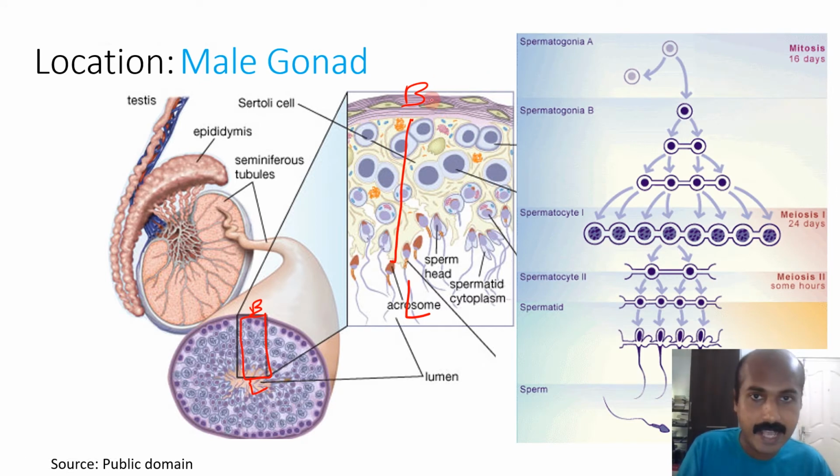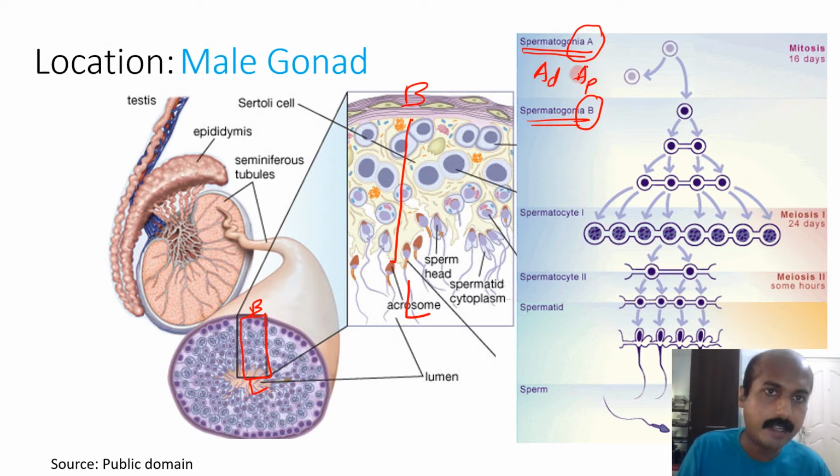In the basal aspect, the B represents basal. So in the basal aspect, you have the spermatogonial cells. Spermatogonial cells are found on the basal aspect. Spermatogonial cells are of diverse types. You can see different names here: spermatogonia type A and spermatogonia type B. Spermatogonia type A is further divided into A dark and A pale. A dark is basically the stem cell.